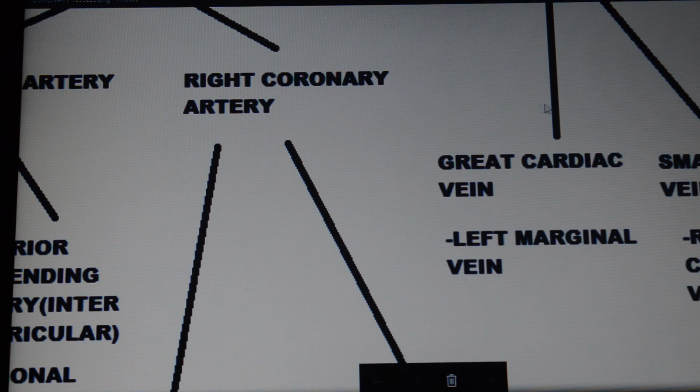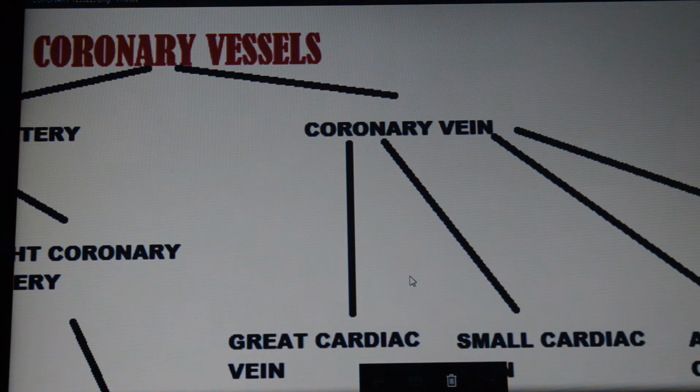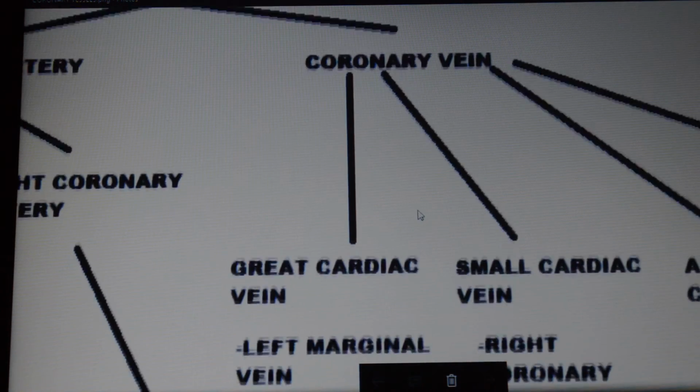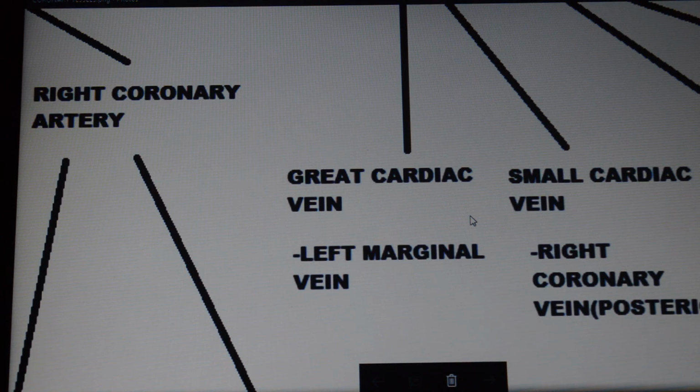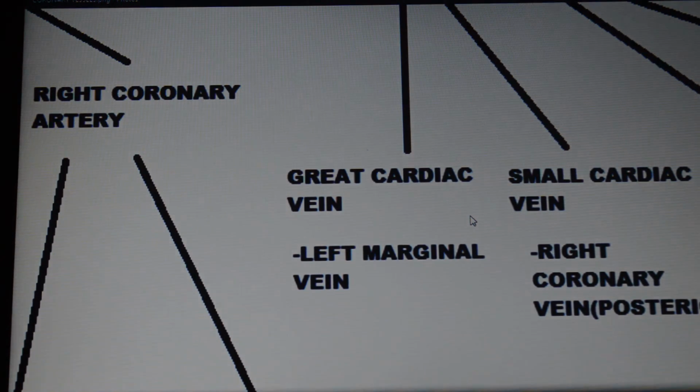So now let's discuss the coronary veins. Coronary veins are basically of four types. The great cardiac vein, which also functions as the left marginal vein, takes up the deoxygenated blood from the left upper atrium, mainly the upper atrium, the left atrium.